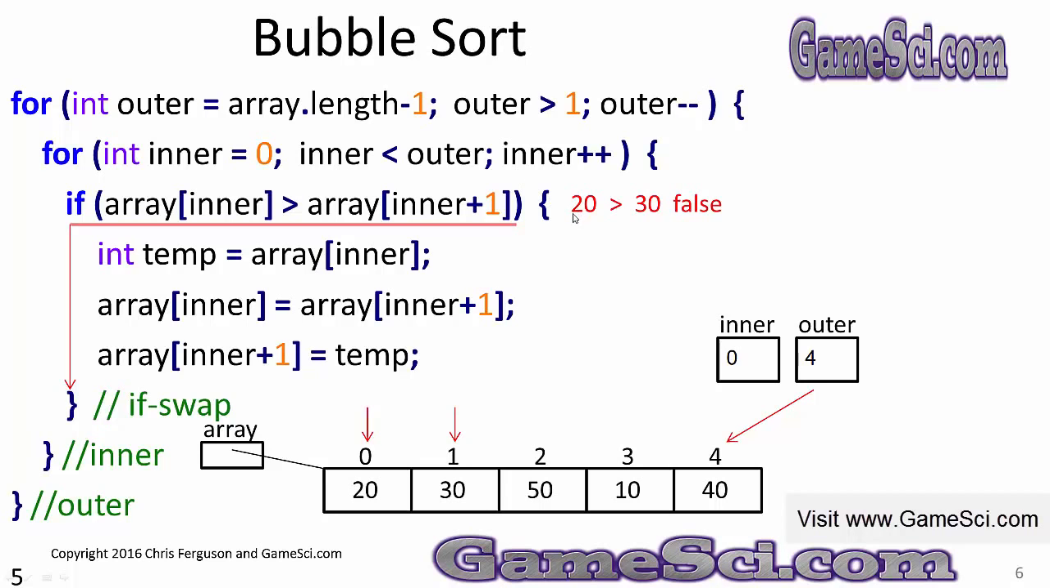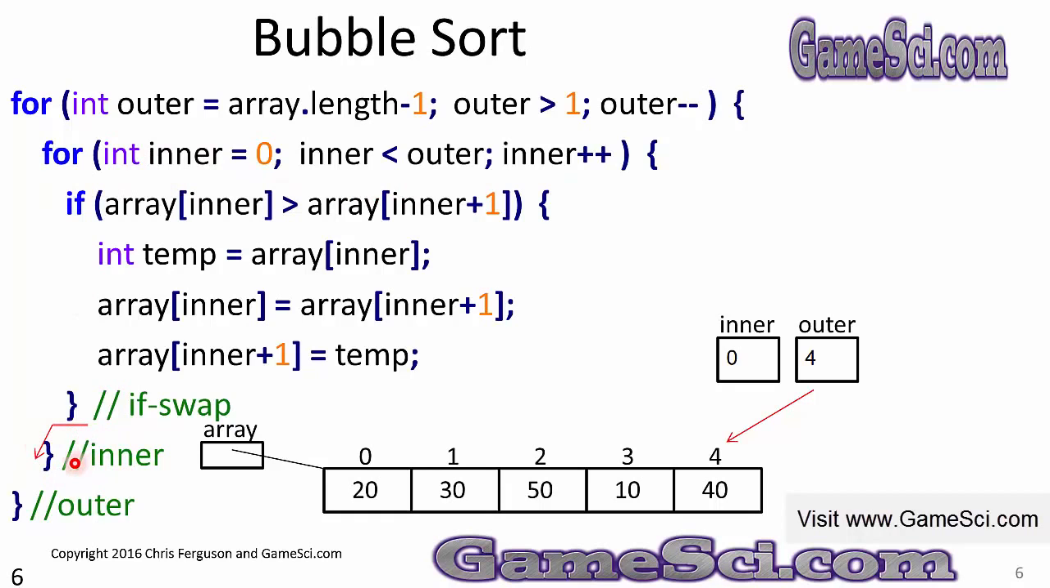20 greater than 30 is a false statement. 20 and 30 are not out of order. So what it decides to do is nothing. As a false statement, it is going to take this path and skip the swap. Those two numbers are in order. Leave them alone. And that's good. Bubble sort likes it when it leaves the number alone. After the if statement, we'll hit the end of this inner loop. Notice how I put a comment in there to say this is the inner loop. That's the inner loop right there, controlled by the variable inner. We hit the end of the inner loop.